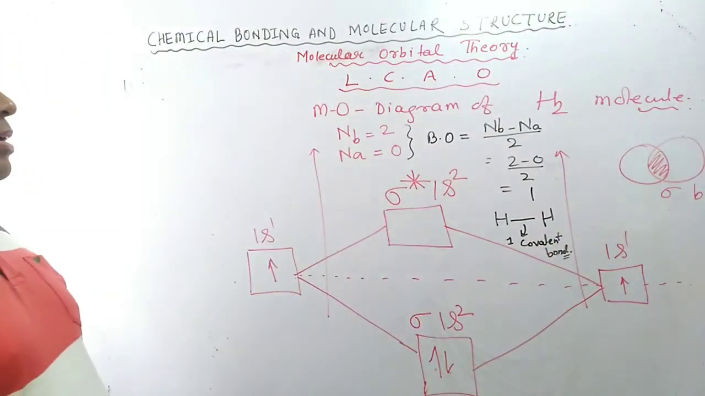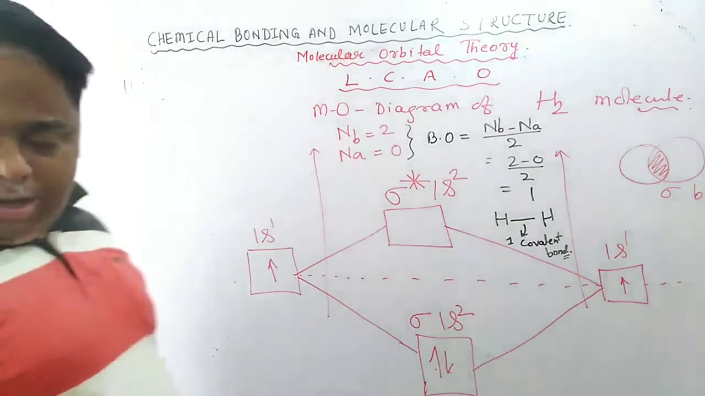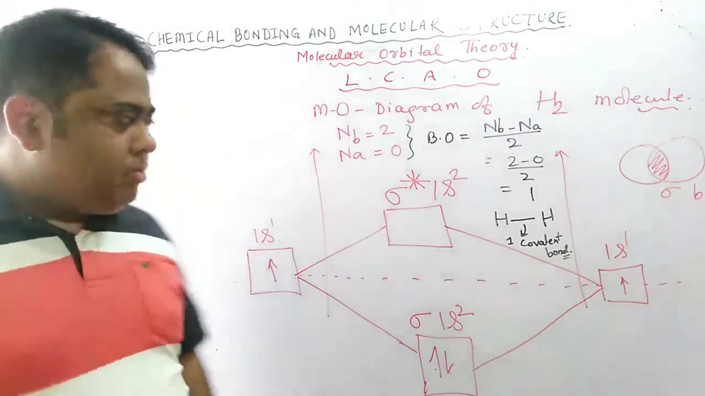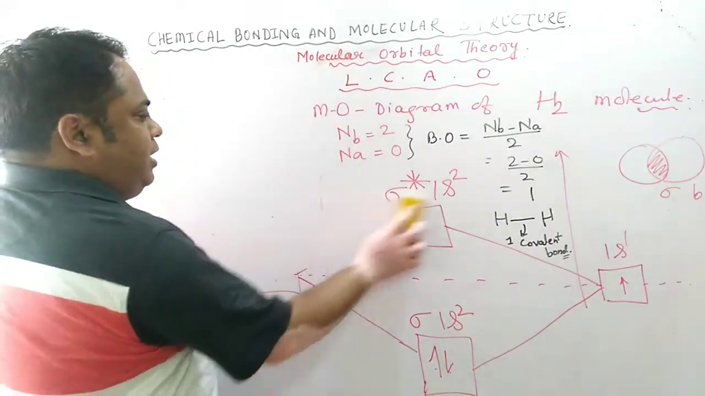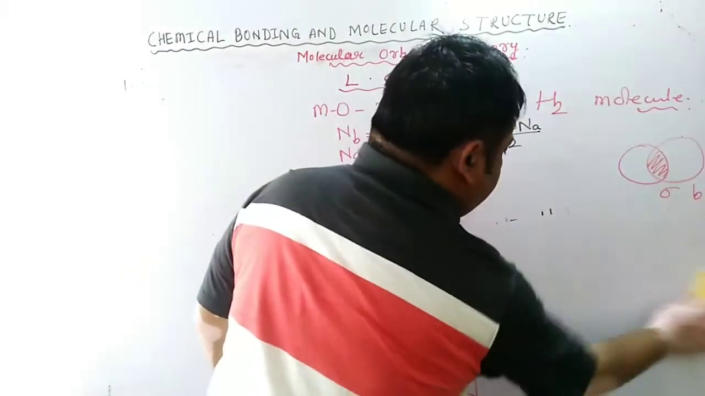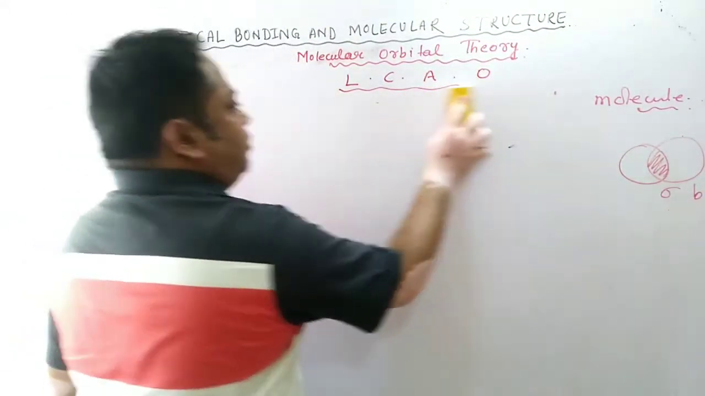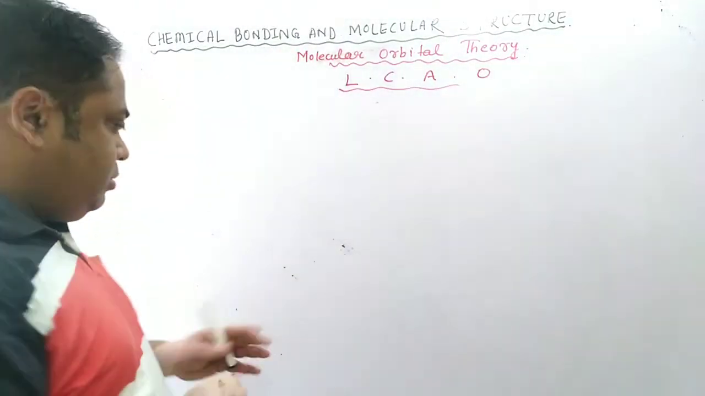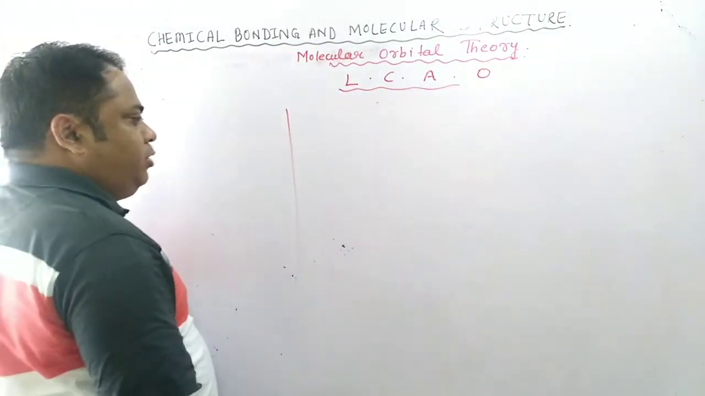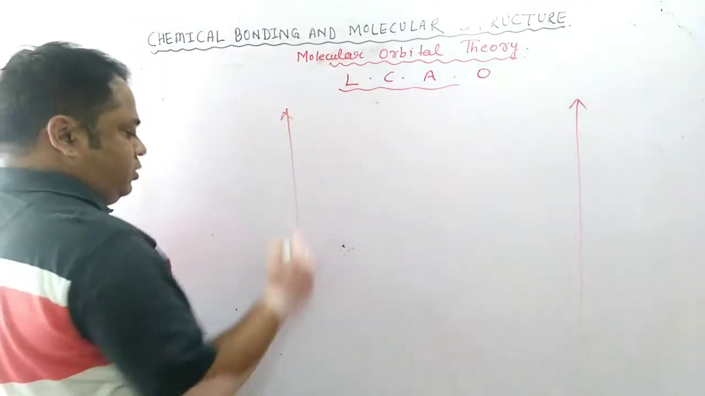Similarly, you can try the same with the helium molecule. Let us try the same with the helium molecule. Is the He2 molecule possible? Let us see. Here we will take atomic orbitals on both sides, and this will be the energy level, from low energy to high energy level.